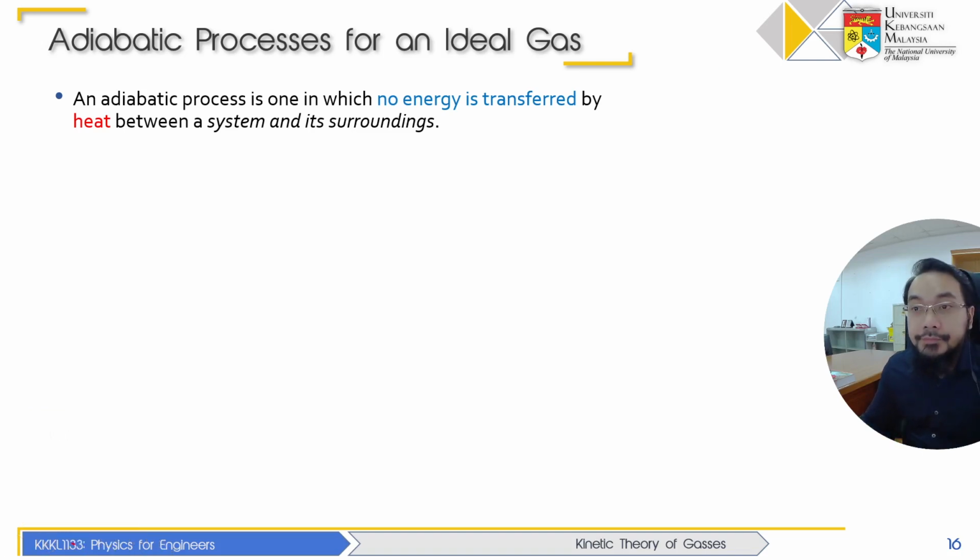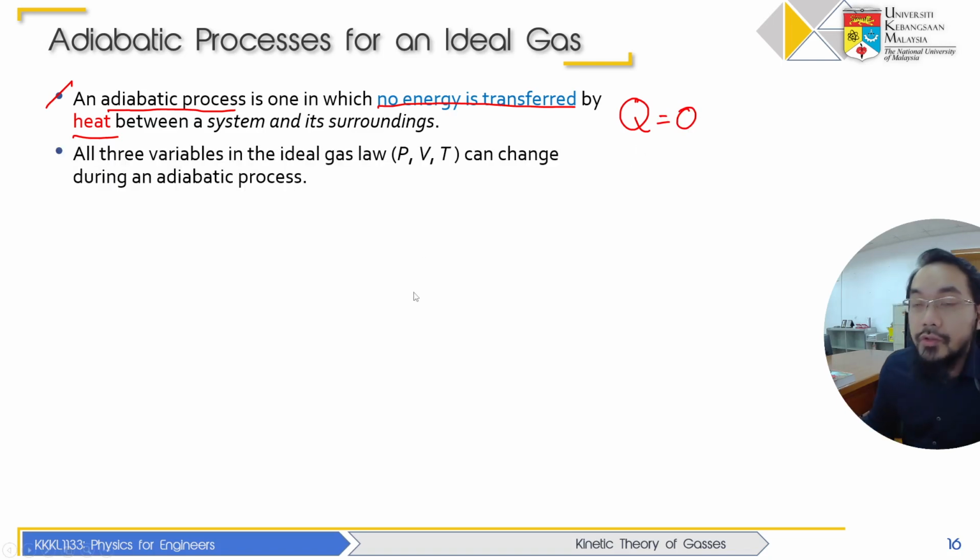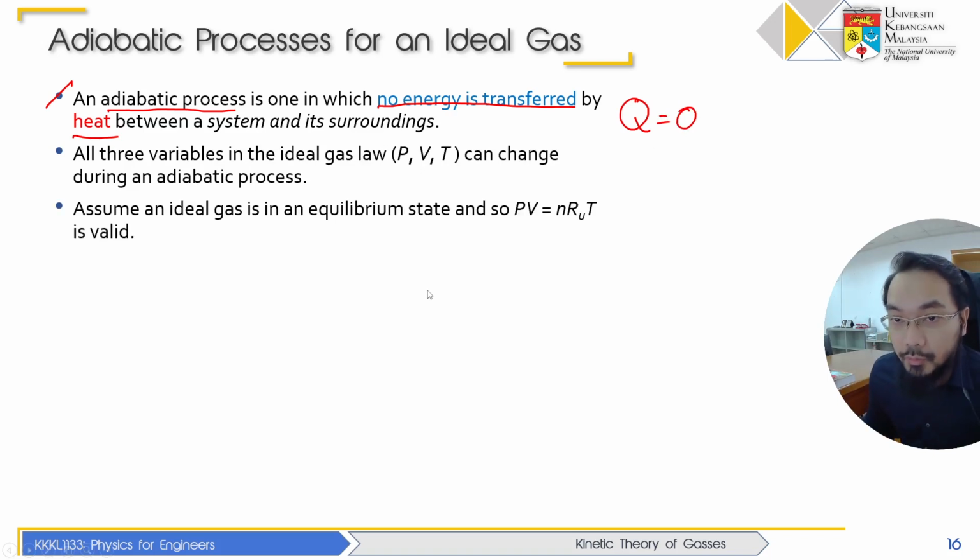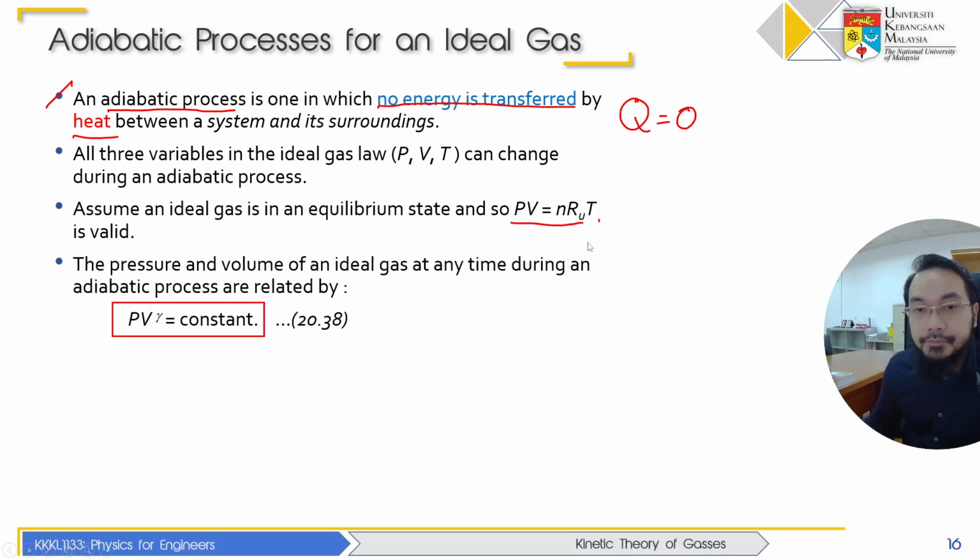We know that for an adiabatic process, the criterion is that no energy is transferred by heat between the system and the surroundings. Therefore, Q must equal 0. Straight away we know for an adiabatic process, Q is equal to 0. All three variables in the ideal gas law, P, V, and T, can change during an adiabatic process. Assume an ideal gas is in an equilibrium state, and so PV equals nRT is valid. So we can still use this.